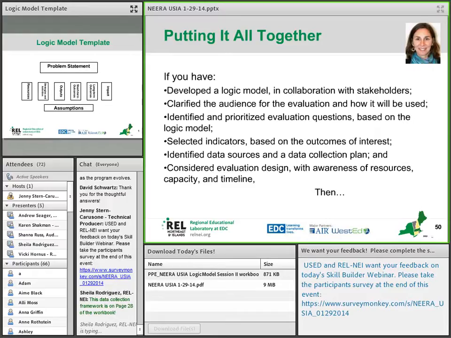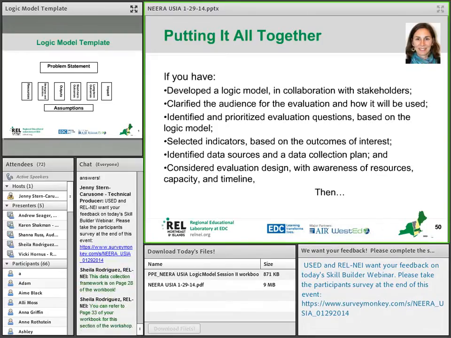Then as we think about evaluation, we want to clarify the audience for the evaluation and how that evaluation will be used. And Shayla talked about that earlier in the workshop, and we have some content about that and an activity you could go through, thinking about clarifying your audience and how different audiences have different interests in an evaluation. A funder audience might have a different interest from, say, a program staff audience or a participant audience. So again, you want to clarify that.